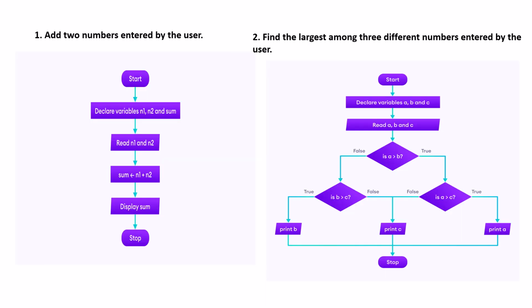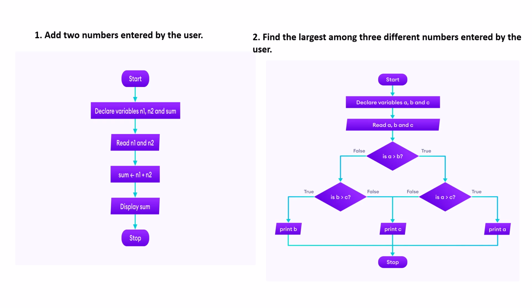Now, add two numbers entered by the user. This is the actual diagram you can see. I told you already, start and stop use oval symbols. Rectangle for variable declaration, and here there are no conditional statements. Now we can say: add two numbers, declare the two variables n1, n2 and sum, and read n1, n2, meaning we are giving n1 and n2 two values, and we are going to store n1 plus n2 into a variable and display the sum. This is one flowchart that you can see.